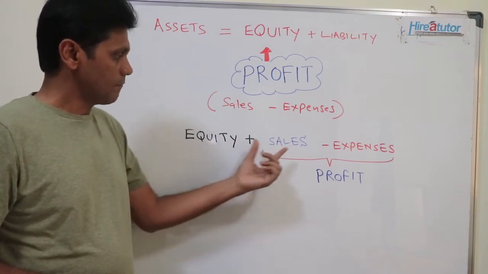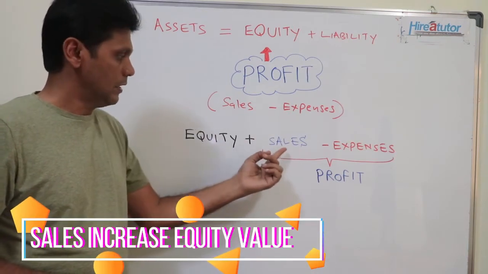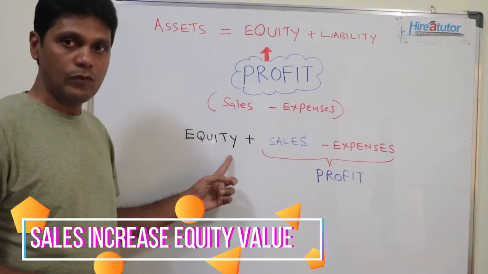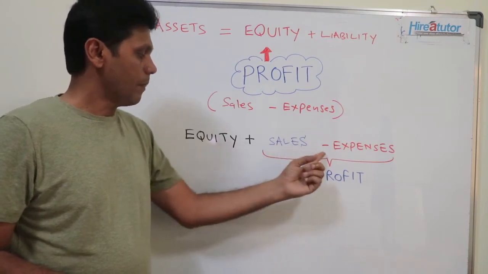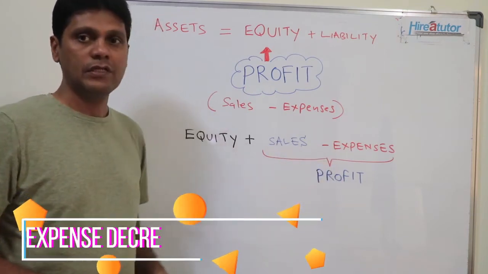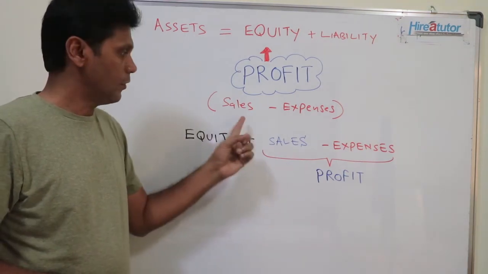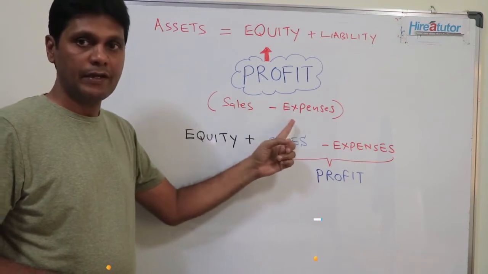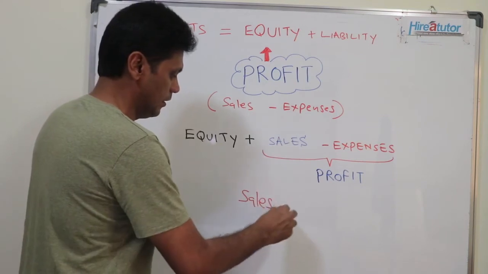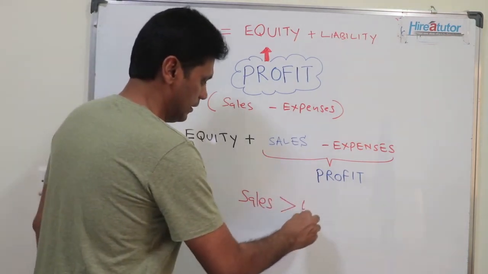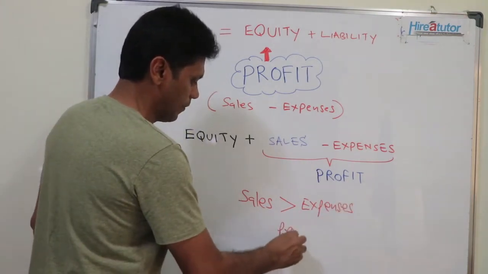So in this case, sales will be added to the equity because sales will increase the equity value, and expenses will have to be deducted from equity, so it will reduce the equity value. In order to make a profit, your sales value has to be greater than the expenses. So when the sales exceed the expenses, the company will make a profit.